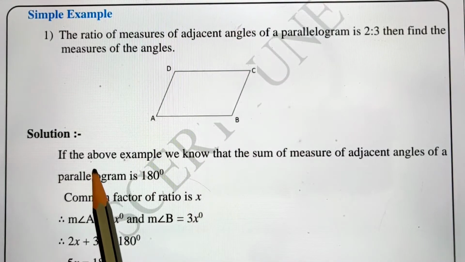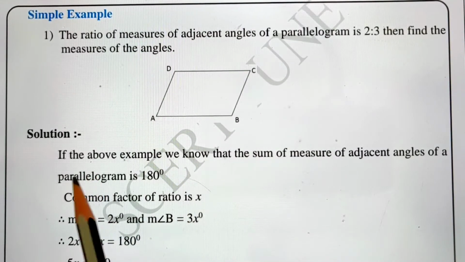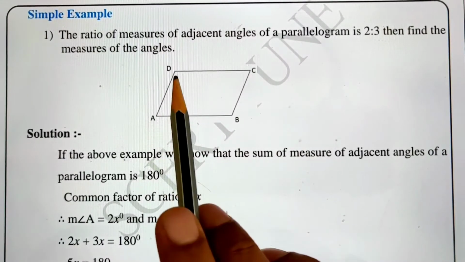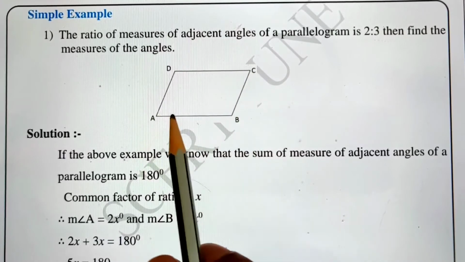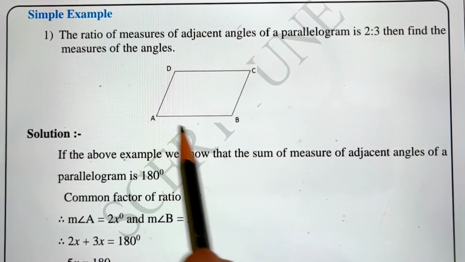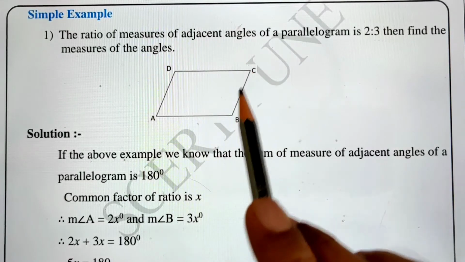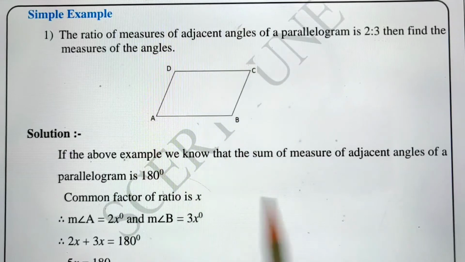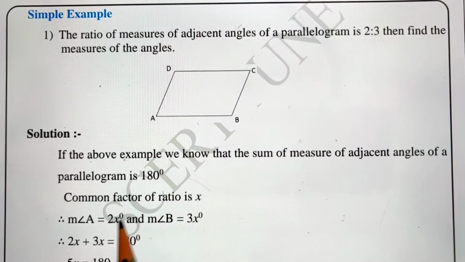And you know the property of the adjacent angles of a parallelogram. Adjacent angles of a parallelogram are supplementary. कोई भी दो एंगल adjacent angle लेते हैं then their sum is 180 degrees because these are interior angles. ये दो parallel line का ये interior है, ये दो parallel line का ये दो interior है. So in this way their sum is 180, यानी 2x plus 3x is 180 degrees.